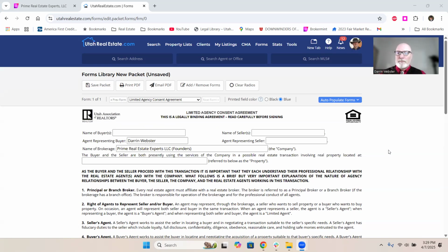That's one form. And that's for an individual agent representing themselves and being a limited agent. The other form is the next level higher, and that's where a listing agent is affiliated with Prime Real Estate Experts, and the buyer's agent is affiliated with Prime Real Estate Experts.